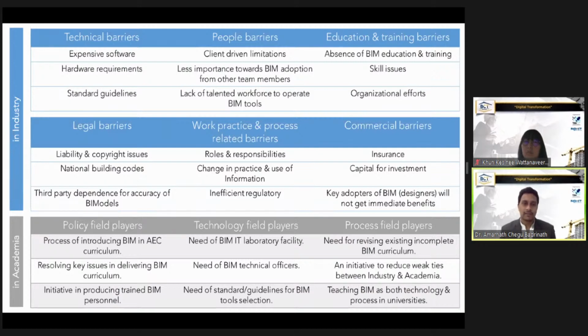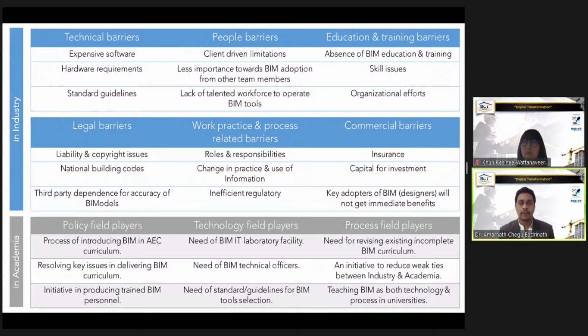Hardware requirements keep changing as more and more configurations come in. Technology is not something I can say is already developed or will stop developing after a few years, because it keeps changing and the hardware requirements also keep changing. Standard guidelines are missing in our country yet, and we are now focusing on the global standards and also working on standardizing them for the Indian AECO sector.